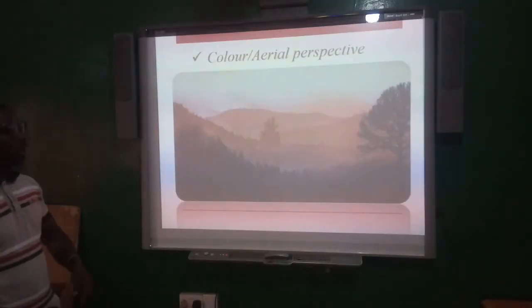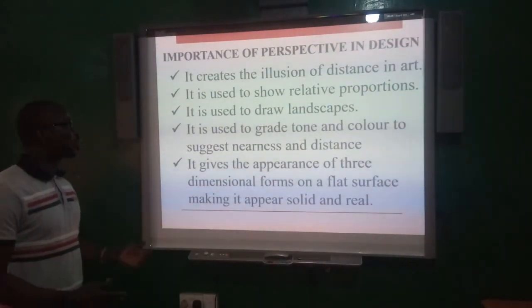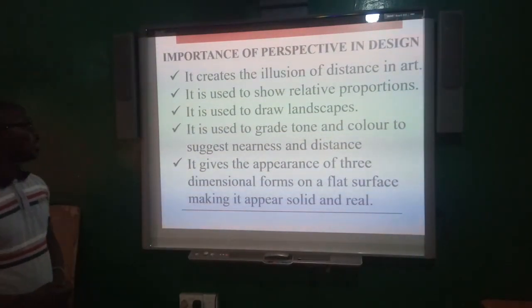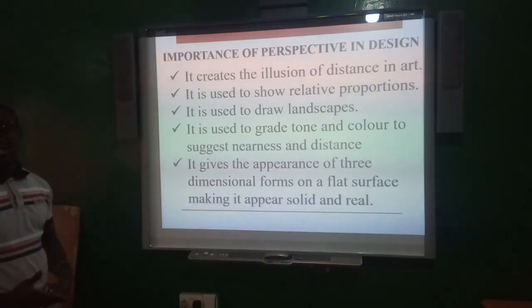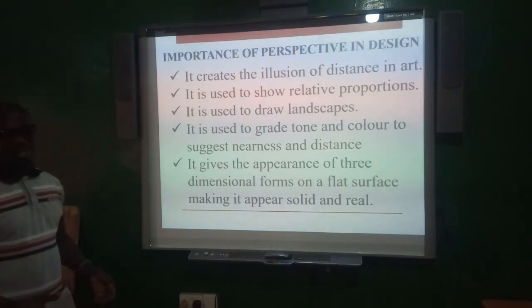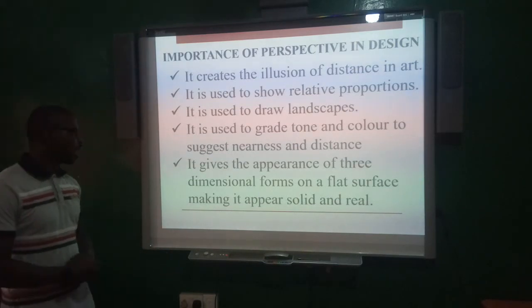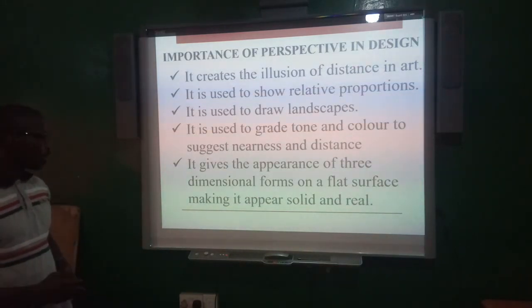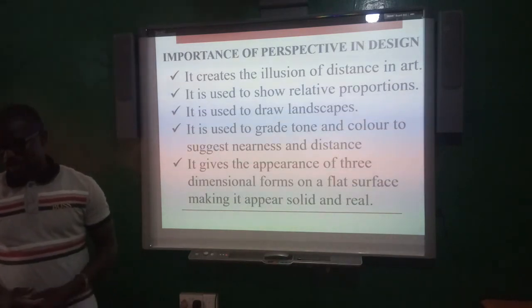We also talked about the importance of perspective, where we said it creates the illusion of distance in art. It is used to show relative proportions. It is used to draw landscapes. It is used to grade tones and colors to suggest nearness and distance. It gives the appearance of three-dimensional forms on a flat surface, making it appear solid and real.